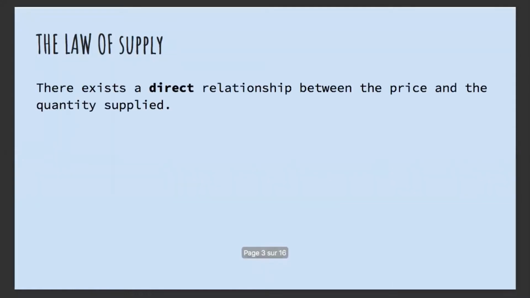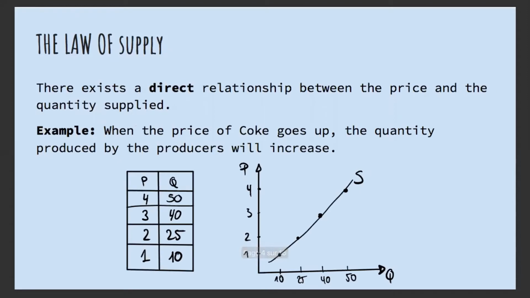And basically the law of supply says that there exists a direct relationship between the price and the quantity supplied. For example, when the price of Coke goes up, the quantity produced by the producers will increase. And so we have a curve that is upward sloping, which is the opposite of the demand. And we can see here that when the price goes up, the quantity supplied goes up as well.